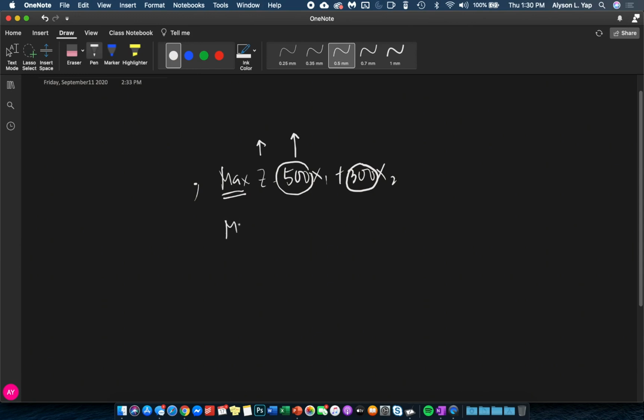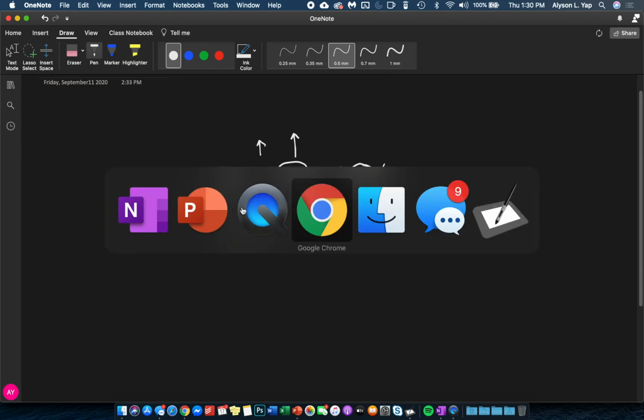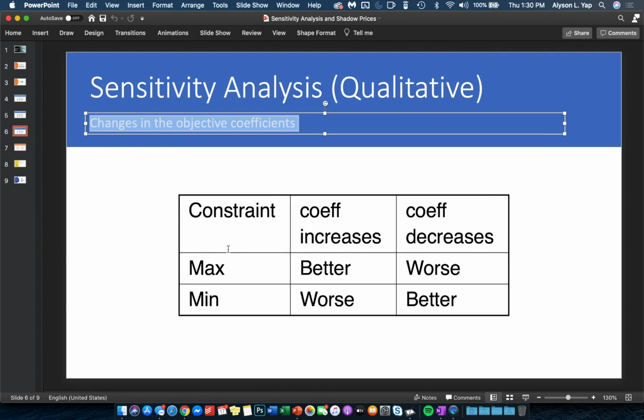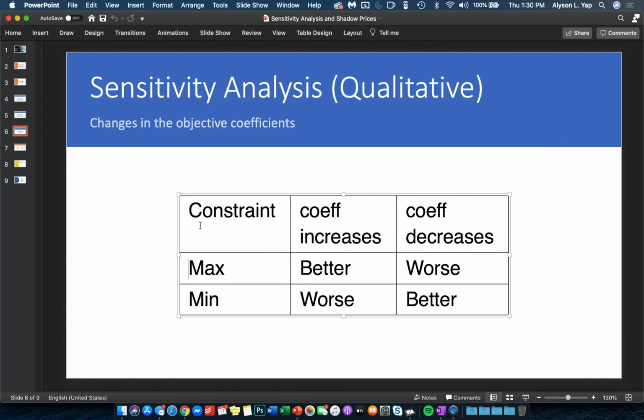However, if your objective is to minimize and your objective function coefficient increases, then this z value will also increase. But because your objective is to minimize, technically you are worse off. And that is why, if your objective, sorry, this is not constraint, this has to be objective. If your objective is a maximization and your coefficient increases, then technically we can say that you will be better off, or your optimal value will be better.